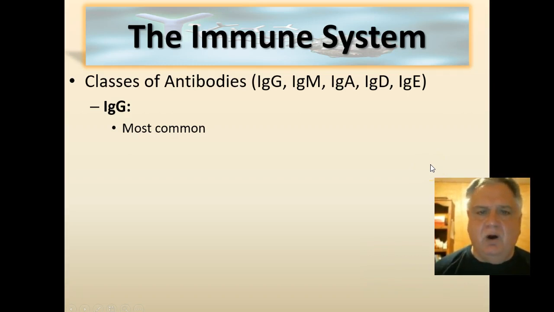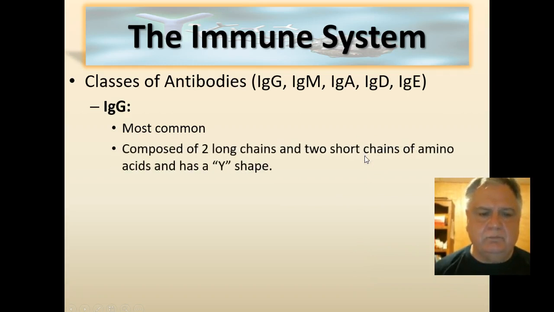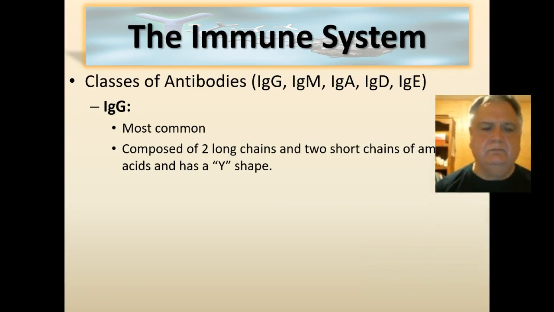This is the most common antibody that can be found in the blood. It's composed of 2 long chains and 2 short chains of amino acids that have kind of a Y shape to them. That's why I've been drawing antibodies with that kind of Y shape that you've been seeing in the past slides and videos.